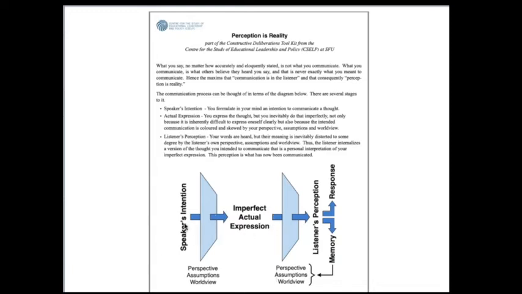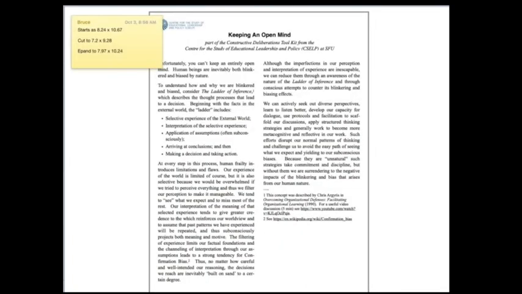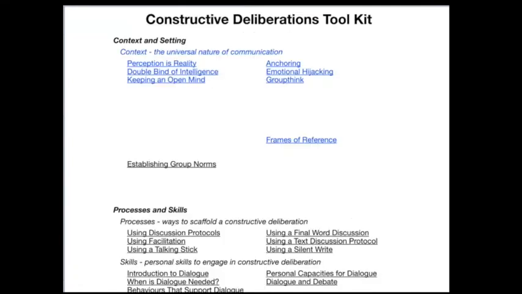You'll see there's a simple diagram that talks about how a speaker's intention turns into a listener's perception, and there's a brief commentary about the consequences of that. One of the other files in there is keeping an open mind, and you'll see it is less than a full page. So a group could read this in, I think, 5 minutes maximum, and then perhaps just respond to its contents, and that would serve to heighten their awareness of a universal challenge of communication, and thus perhaps enable them to communicate better because of that heightened awareness. So there's a set of files there about the universal nature of communication.